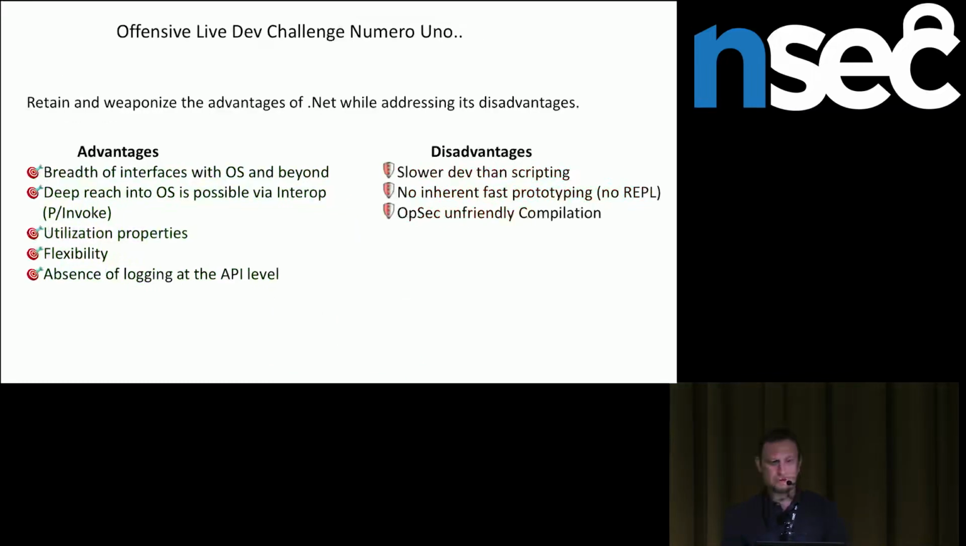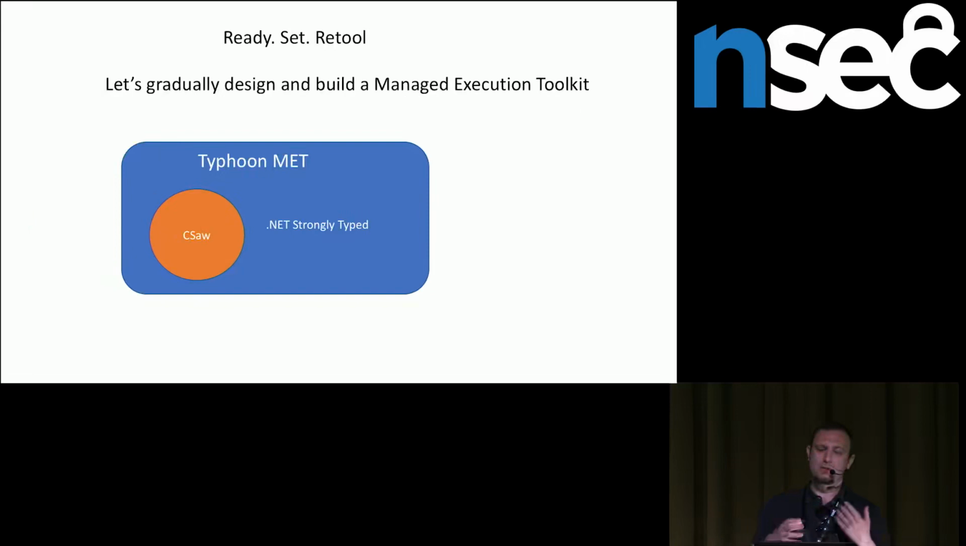Okay, so we know that we can target advantages. All the advantages are playing in our favor. But our disadvantages have to be also recognized. So let's address them. So let's start to gradually design and build this sort of prototype, the managed execution toolkit. Behind those big words, what that really means is using .NET to be able to execute your code, execute your data that you bring in from the outside or write directly on the box.